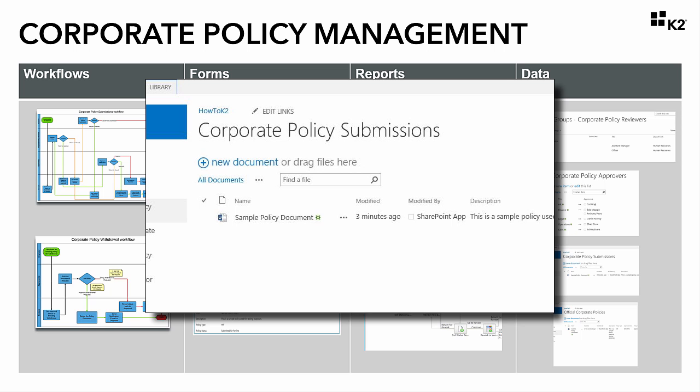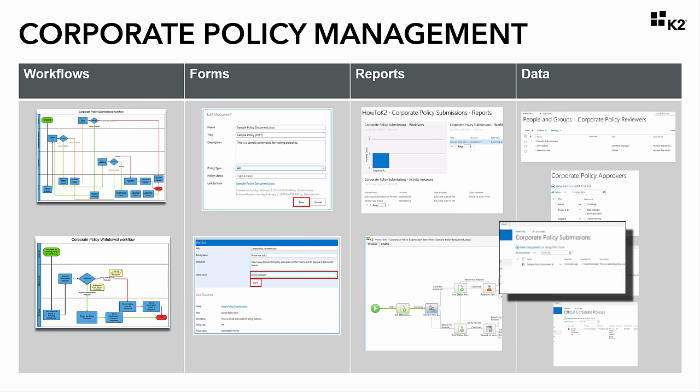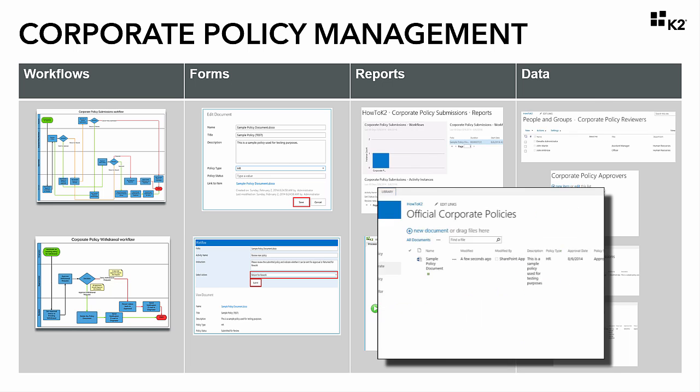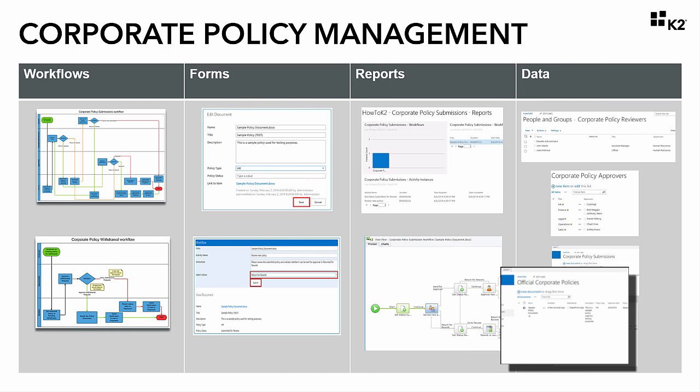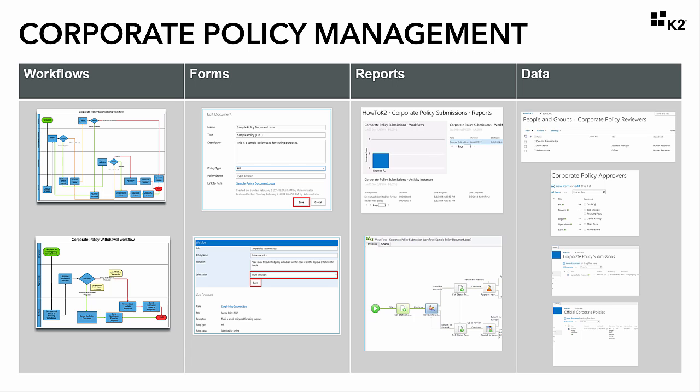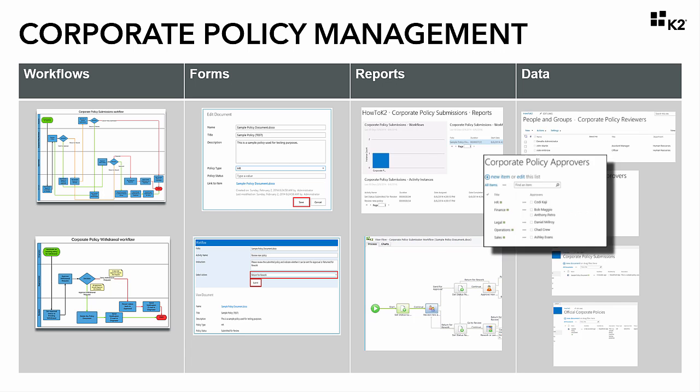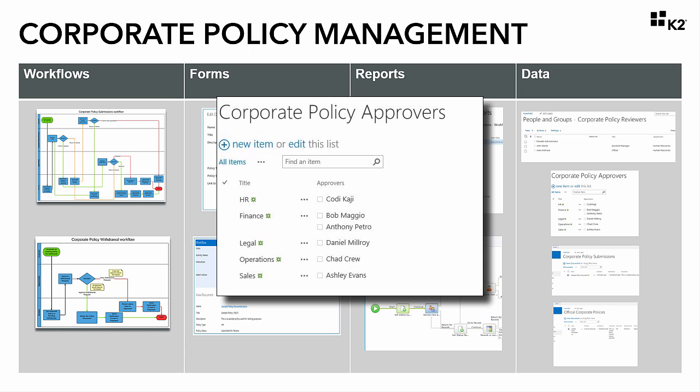If and when the policy is approved, the workflow will move the document from this library into another library named Official Corporate Policies Library. We'll take a more in-depth look at these libraries when we build them out here in a few minutes. Along with the libraries, this application will use one SharePoint list to store and maintain the approvers for each type of policy. For example, HR policies will be approved by Cody, while finance policies will be approved by Bob and Anthony.